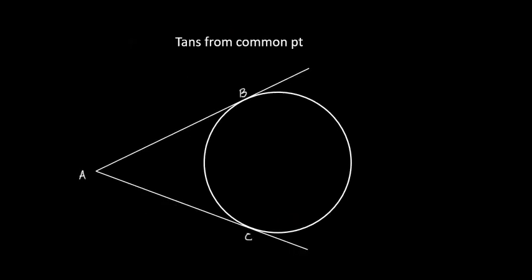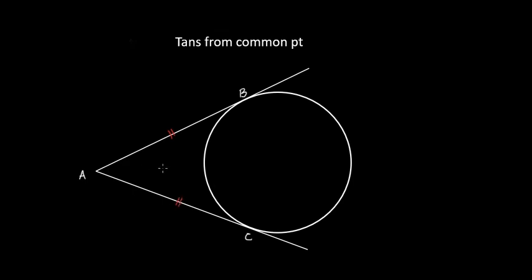Okay, here's another one with two tangents. So this one states that whenever you have two tangents drawn from the same point outside the circle to the circle, then those tangents are equal in length. That is to say, side AB equals AC.